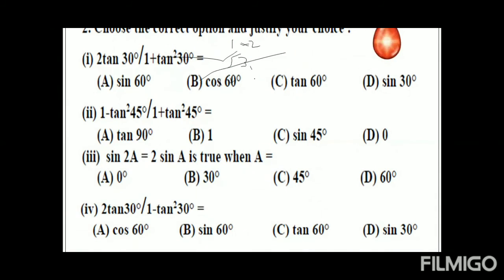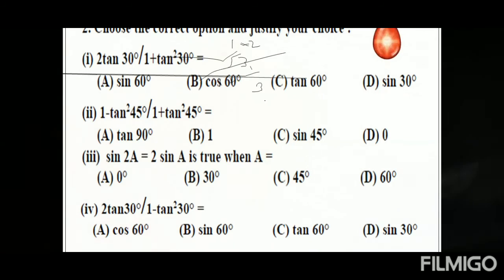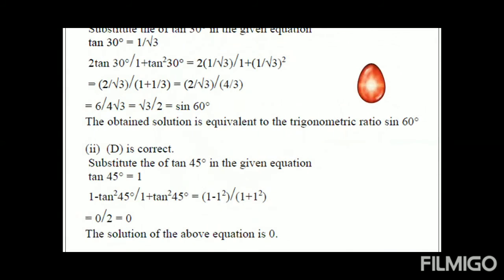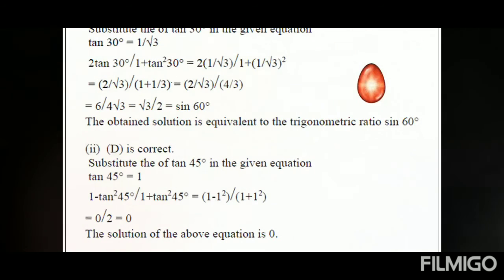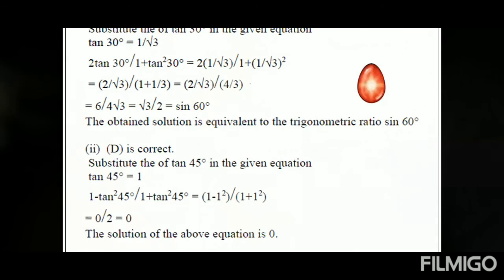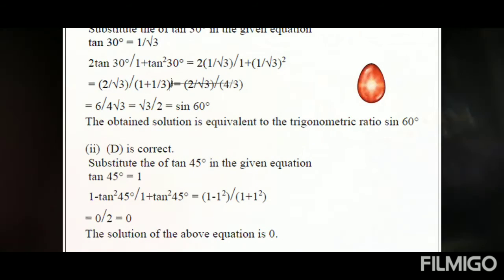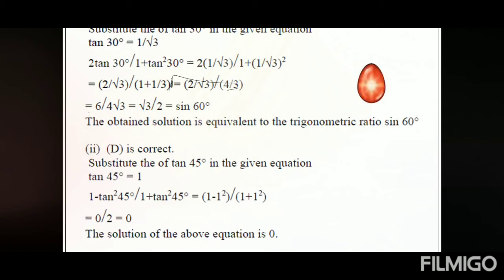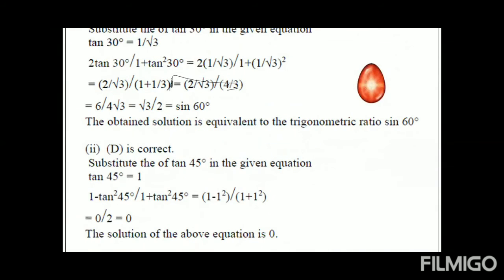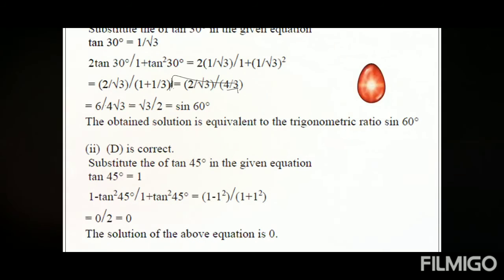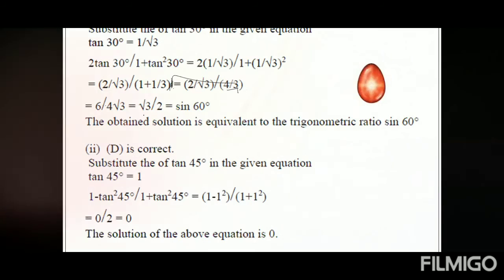1 by root 3 square is 1 by 3. So 2 into 1 by root 3 by 1 plus 1 by root 3 whole square equals 2 by root 3 by 1 plus 1 by 3. That equals 2 by root 3 divided by 4 by 3, because you need to take 3 as the LCM, the denominator, and you get 4 by 3 in the denominator. Now take root 3 down and get the 3 upside. So you get 6 by 4 root 3 and that is root 3 by 2.